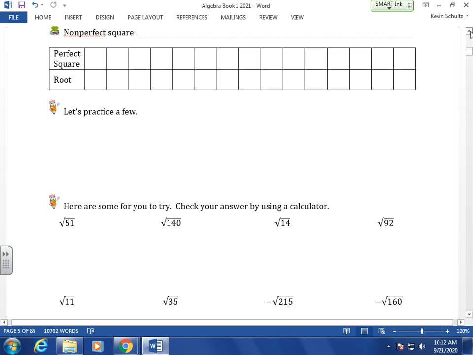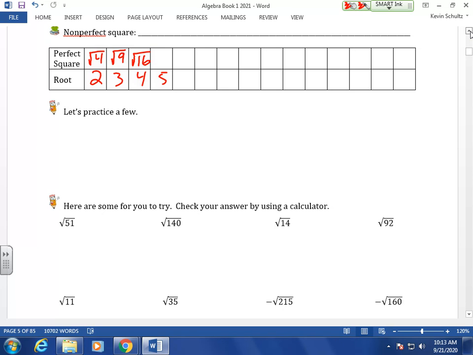Okay, so let's fill out this table for the perfect squares and then their roots. Root 1 is a perfect square, so we're going to skip that one. We're going to start with root 4. What is the root of 4? What's the equivalent rational number to that? Root 4 is 2. Root 9 equals 3. Root 16 equals 4. What's the next one?